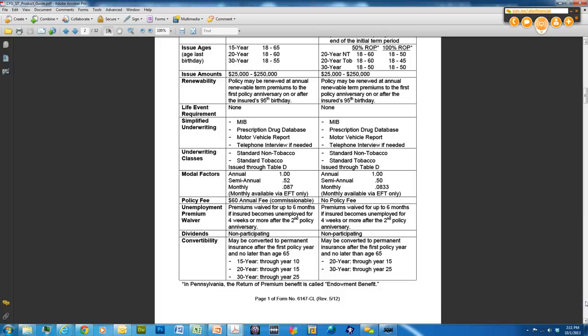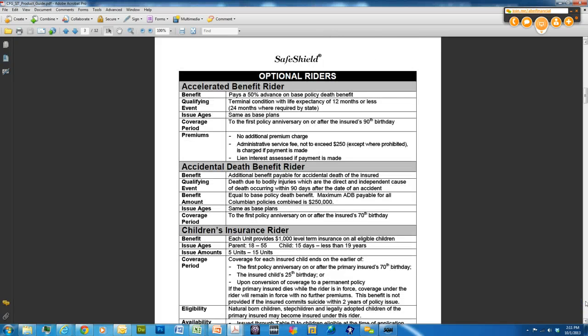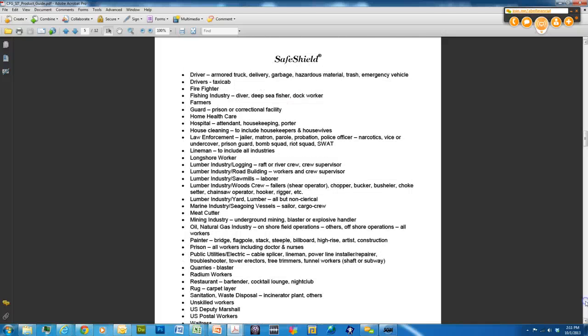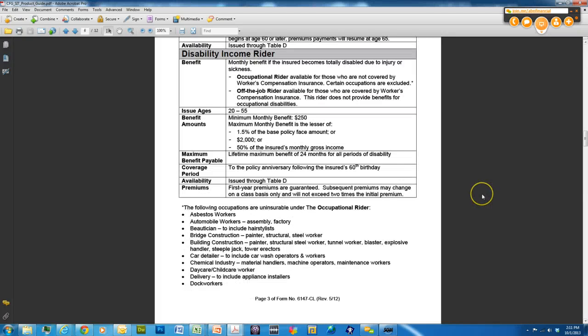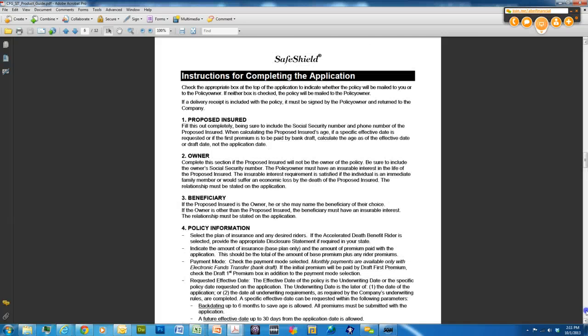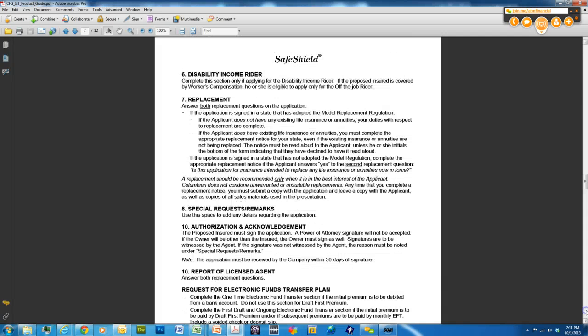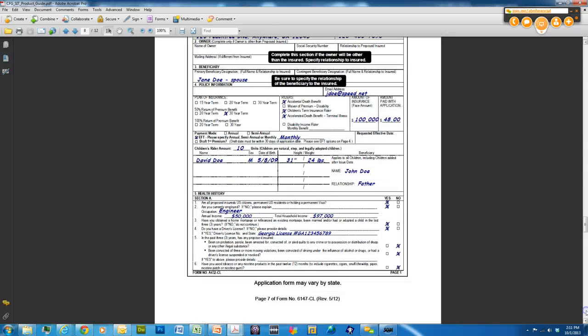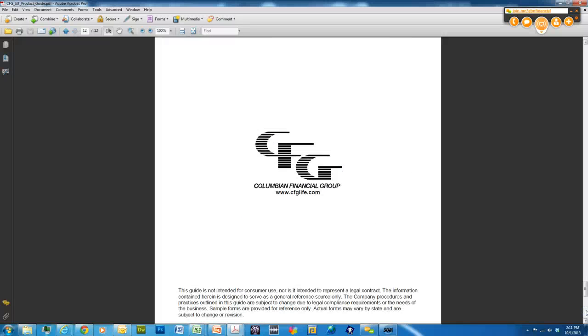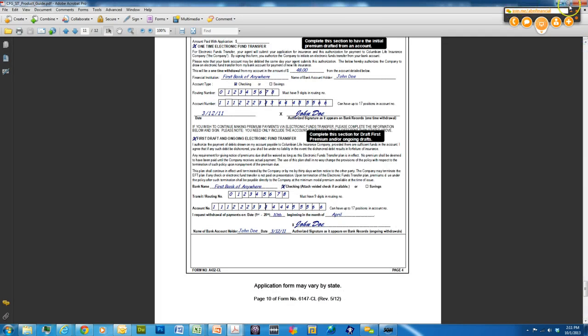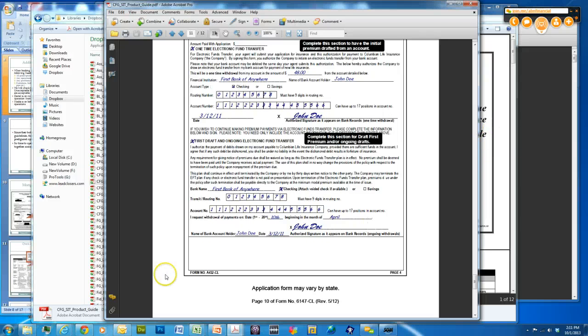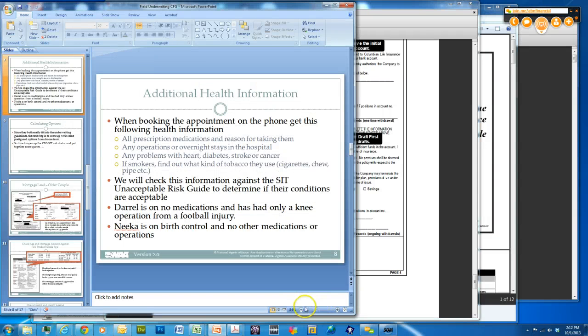So this is what talks about the riders. This is the disability occupational riders that are uninsurable. So the disability income rider goes through which occupations they cannot cover. There's also an explanation on how to fill out the application. I mean, this is a really good document as your guide to work with CFG in this product. All right, so those are the two documents for determining the underwriting health situation.